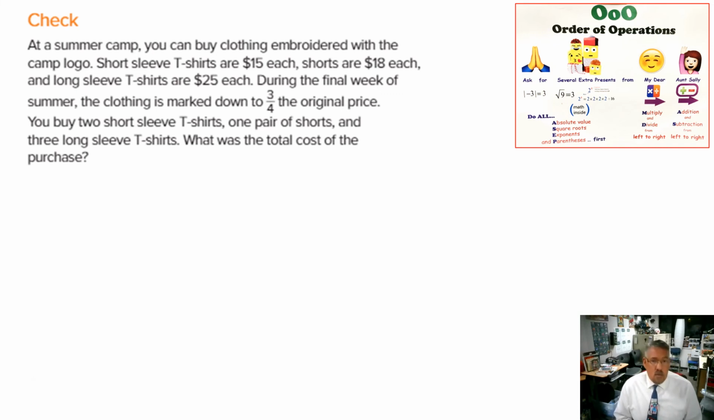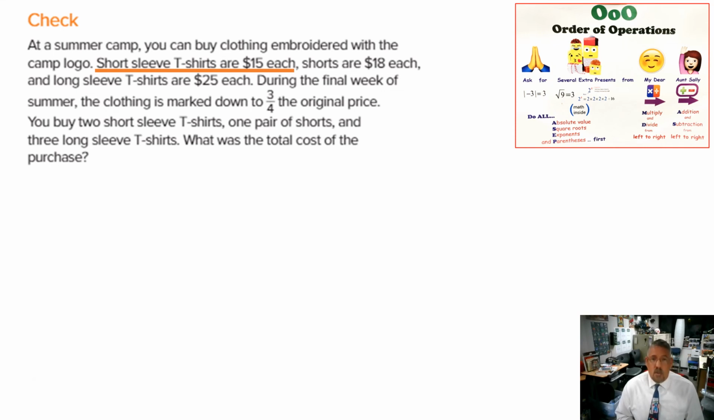All right, so now let's look at summer camp. This one is a little bit different once again. All right, so let's start with what we know. At summer camp, you can buy clothing embroidered with the camp logo. Short sleeve t-shirts are $15 each. Shorts are $18 each, and long sleeve t-shirts are $25 each. All right, so during the final week of summer, the clothing is marked down to 3/4 the original price.